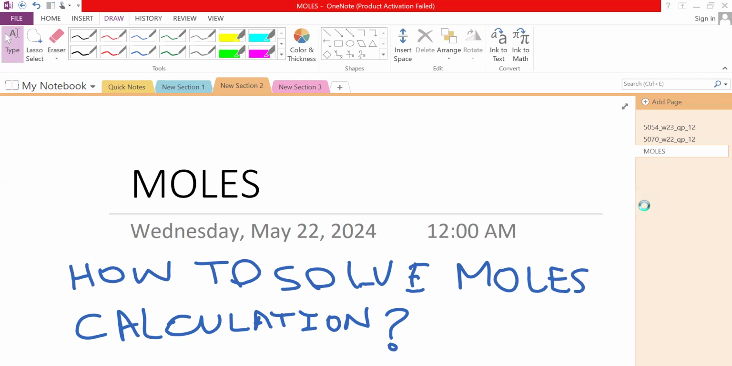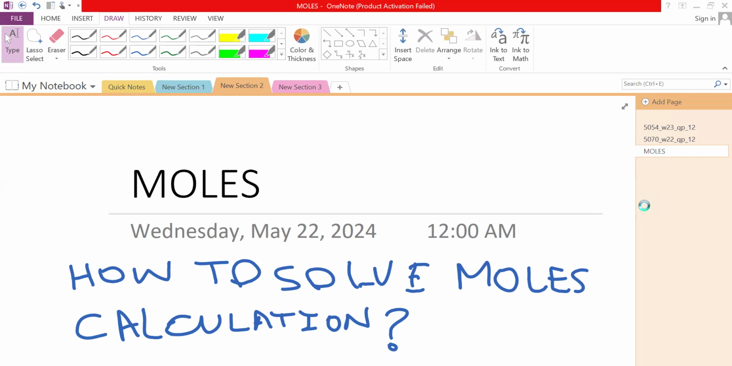Let's get started. Moles calculation questions are mostly asked in paper 1, paper 2 and paper 4. But in the 2024 examination in O levels, in paper 2 only one mole question came, and in paper 4 no mole question came. So according to this, there are more chances that in P1 it would be asked.